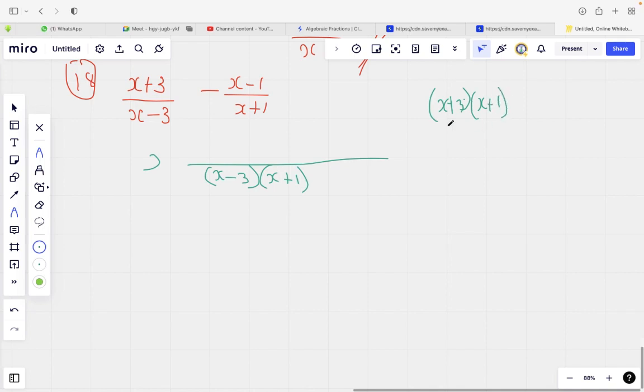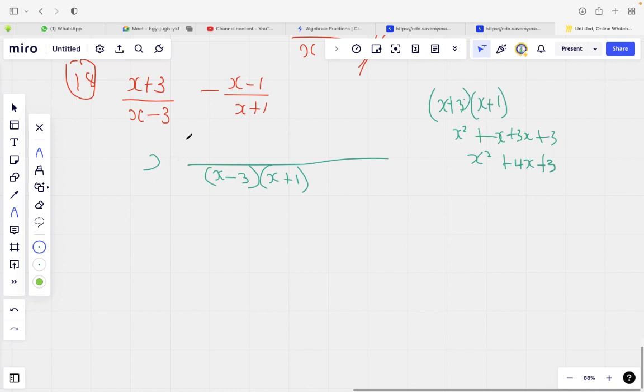If you do this, x multiplied by x, you get x squared. Then x multiplied by 1, you get plus x. Then 3 multiplied by x, you get plus 3x. Then 3 multiplied by 1, you get plus 3. If you collect like terms, you get x squared plus 4x, since x plus 3x is 4x, then plus 3.